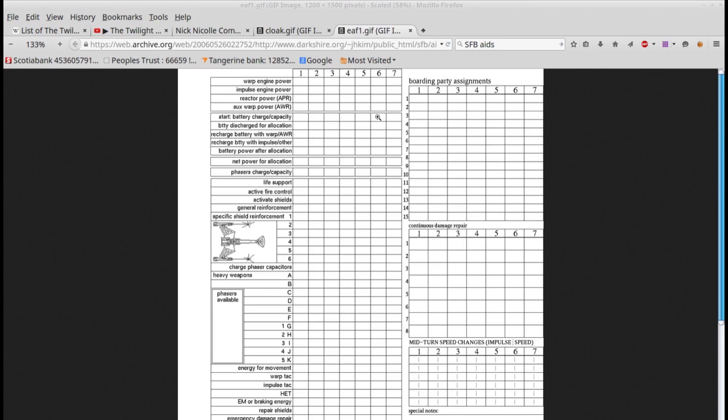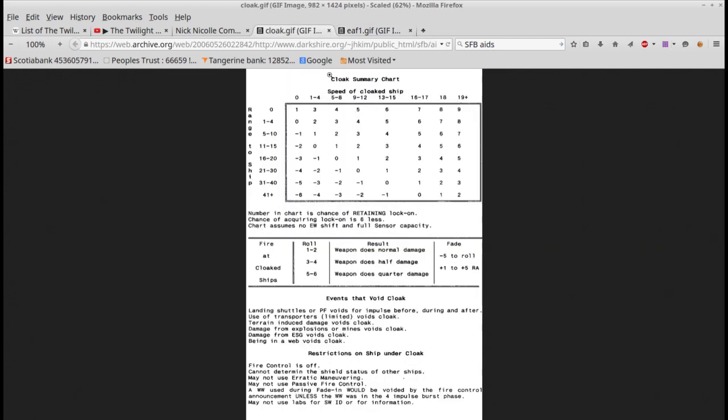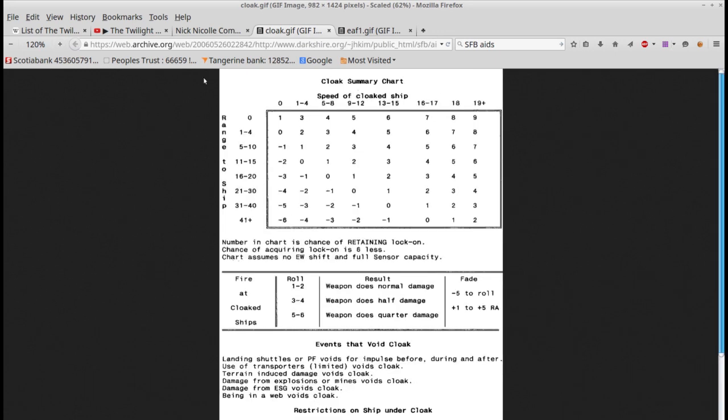There was also a GIF for an energy allocation form. It's an older style form. And there was a cloak chart. This is actually a very useful chart. It takes the rolls to retain or regain lock-on. It does the math formulas for you at specific ranges at certain speeds. The range from the ship that's trying to retain lock-on to the cloak ship and the speed of the cloak ship. And it does the formula calculation for you and just gives you what the die roll would be.